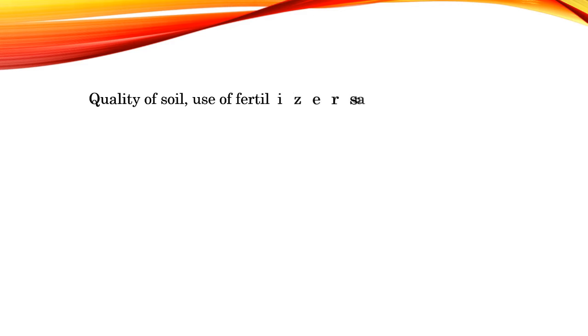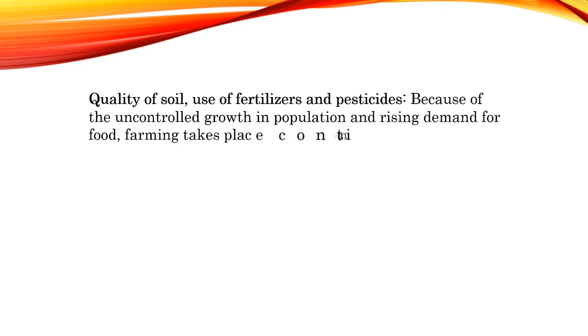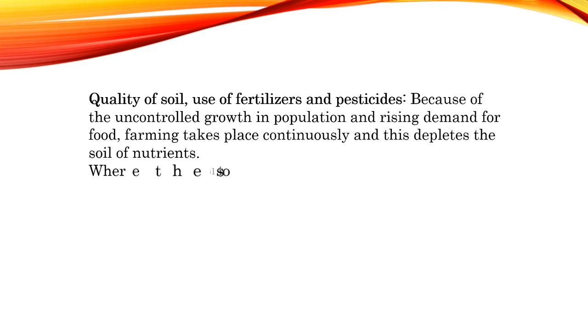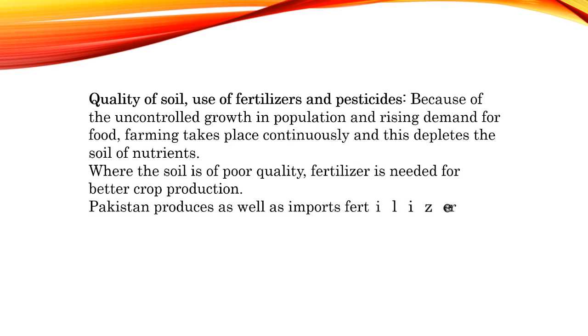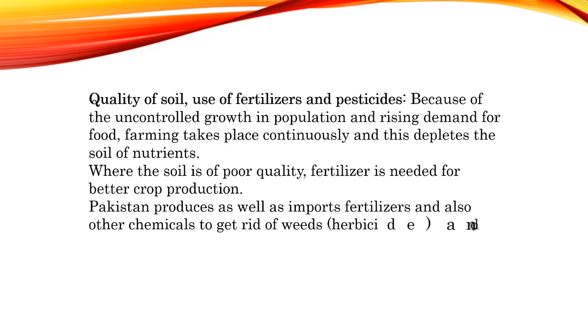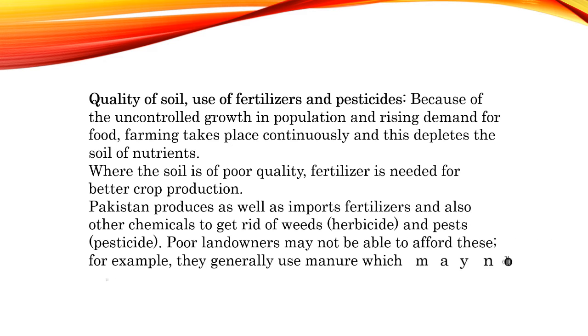Quality of soil, use of fertilizers and pesticides. Because of the uncontrolled growth in population and rising demands for food, farming takes place continuously, and this depletes the soil of nutrients. Where the soil is of poor quality, fertilizer is needed for better crop production. Pakistan produces as well as imports fertilizers and also other chemicals to get rid of weeds, herbicides and pesticides. Poor landowners may not be able to afford this. For example, they generally use manure, which may not be adequate as a fertilizer.